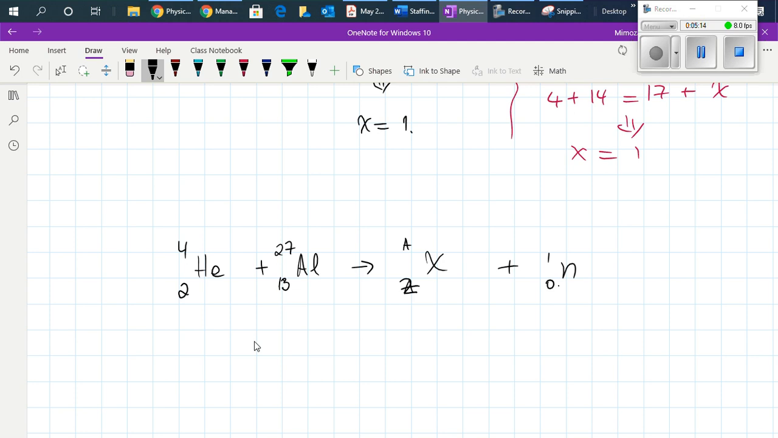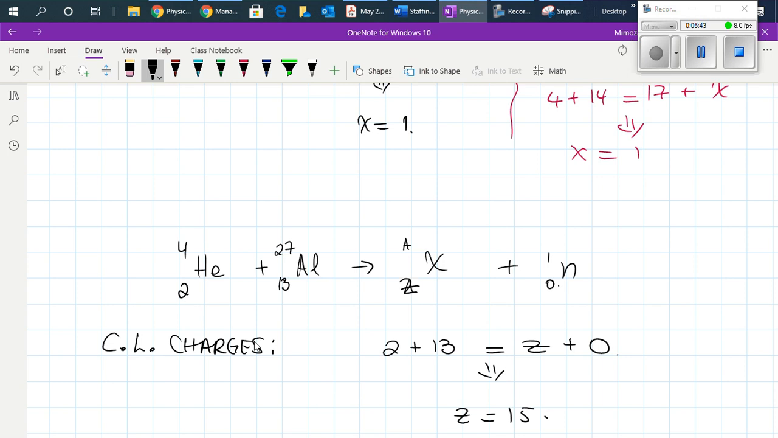Okay, so now using the conservation law of charges, let's find what this element is. The parent charges are 13 plus 2, and the daughter side of the equation is Z plus 0. So from here we find that Z is equal to 15, which in the periodic table is phosphorus.